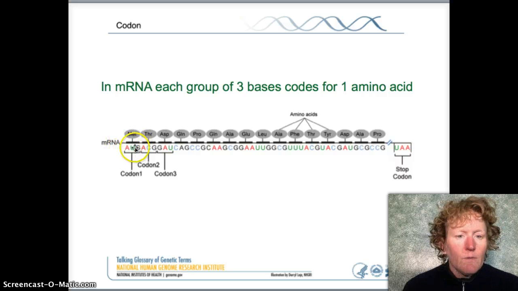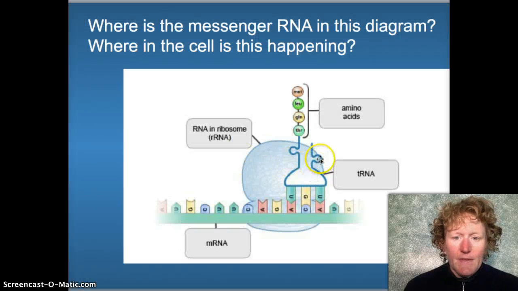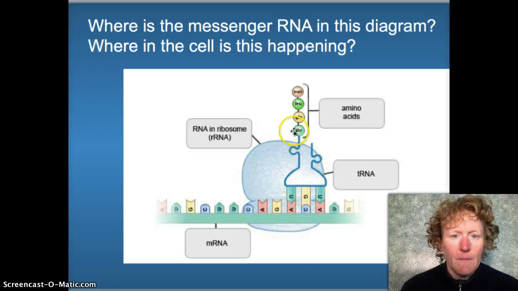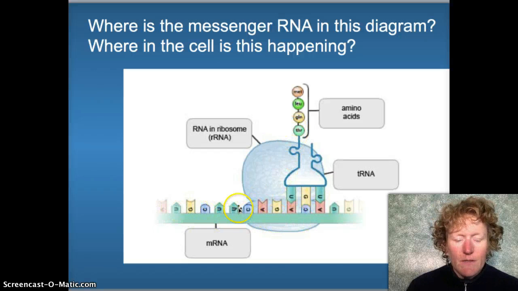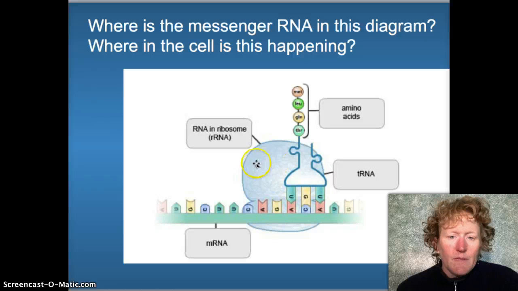The tRNA reads this code on the mRNA. So the codon is here on the mRNA. It's a group of 3 bases, and the tRNA reads the code on the mRNA and brings in an amino acid. So the messenger RNA you can see is right here in the green. The amino acids are right here attached to the tRNA, which is set up so that it has the opposite bases of the messenger RNA. And this is all happening at the ribosome. This big blue glob is the ribosome.